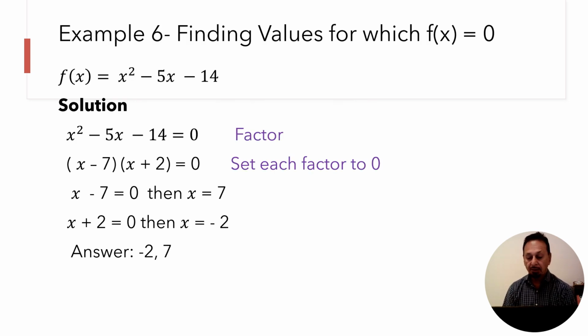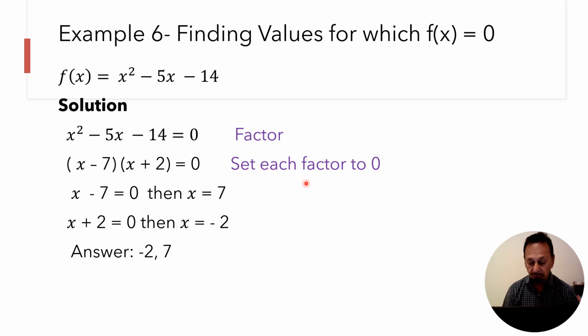Example 6. Finding the values for which f of x equals 0. f of x equals x squared minus 5x minus 14. We want to find out for what x values f of x equals 0. So all you have to do is set this to 0. Now we have the equation x squared minus 5x minus 14 equals 0. Now we factor this one. The factors are x minus 7 and x plus 2.